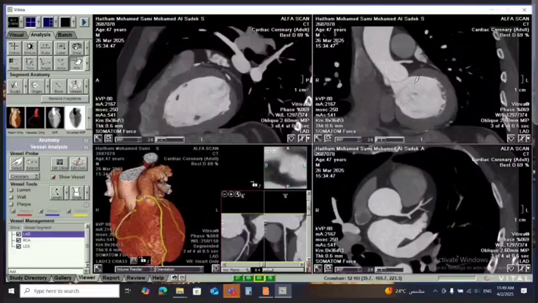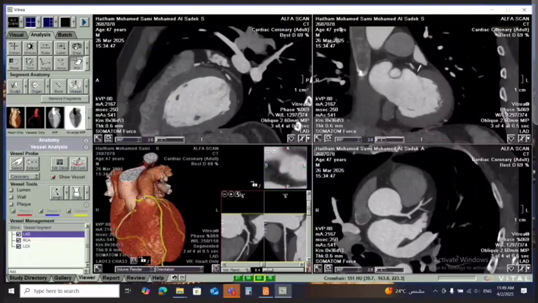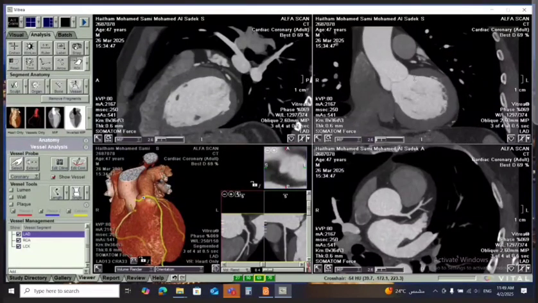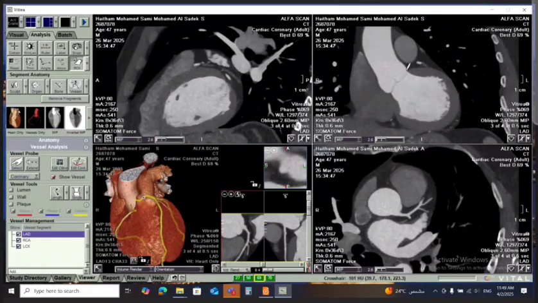In the coronal image, this is the left coronary sinus, and this is the left main trunk, a short trunk that bifurcates into this, the circumflex, and this, the LAD. Here is the ascending aorta, the pulmonary trunk. This is part of the left atrial appendage. This is the aortic valve, and this is the left ventricle. Here is the right atrium.